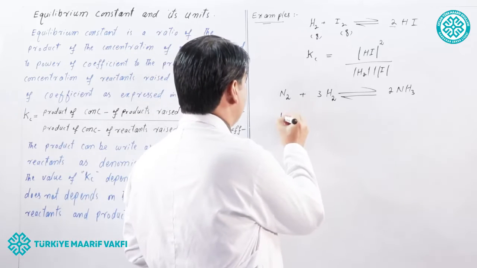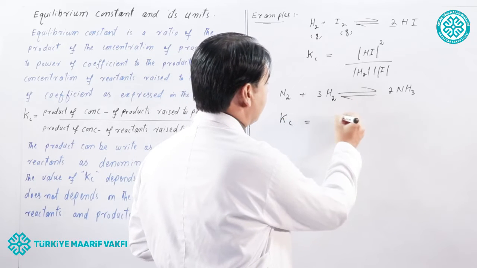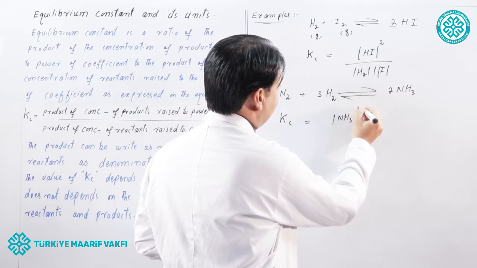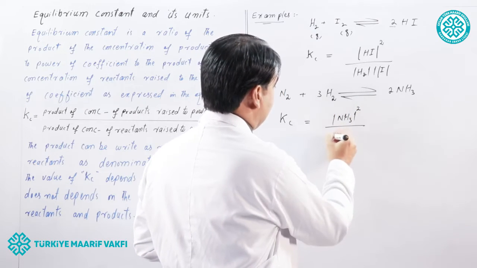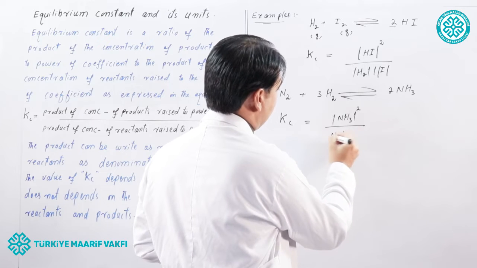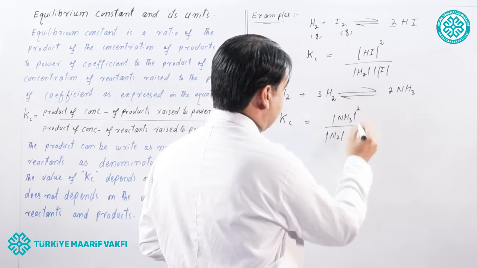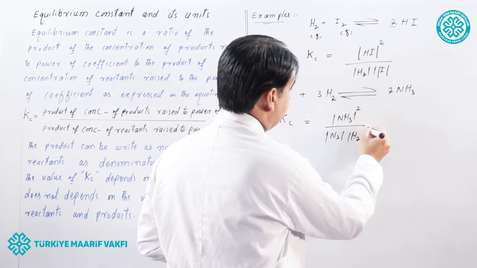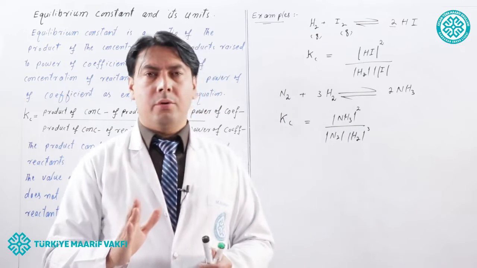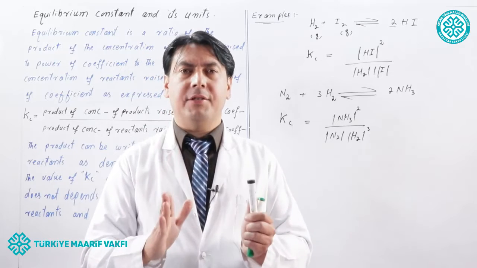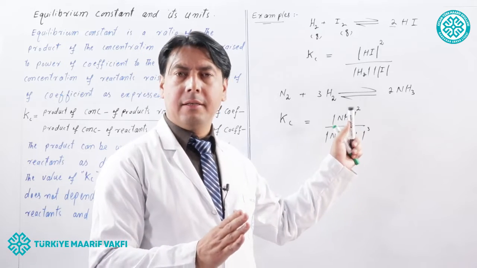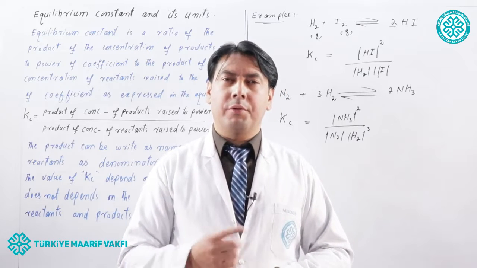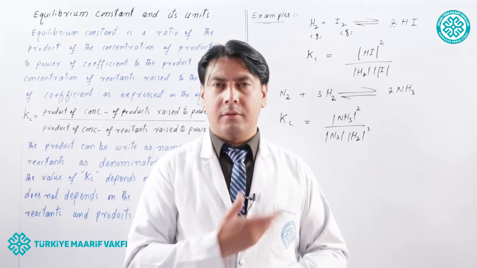So, Kc is equal to NH3 raised to the power 2, divided by N2 and 3H2, so H2 raised to the power 3. So this is the expression for these examples. Now we are going to calculate this.